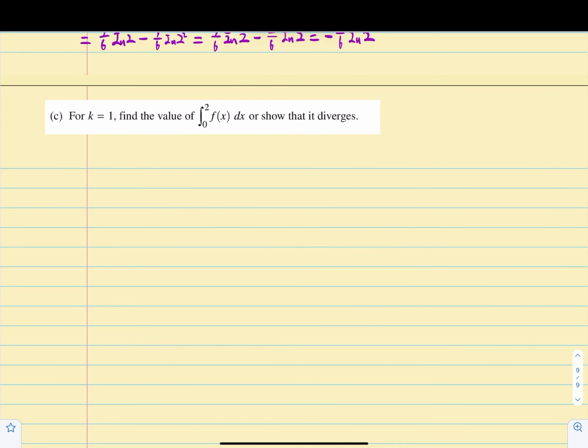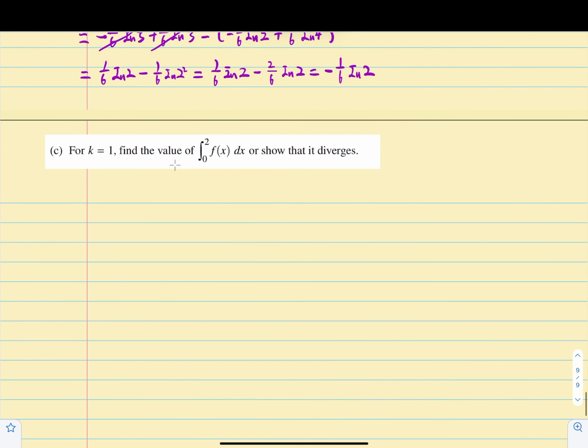Okay, let's solve question C. For k equal to 1, find the value of the integral from 0 to 2 of f(x) dx, or show that it diverges. Let's check. So the integral from 0 to 2 of f(x) will equal the integral of x squared minus 2x plus 1 over this much, dx. And if we do a little bit of algebra in here, this would be x minus 1 squared over 1, dx.